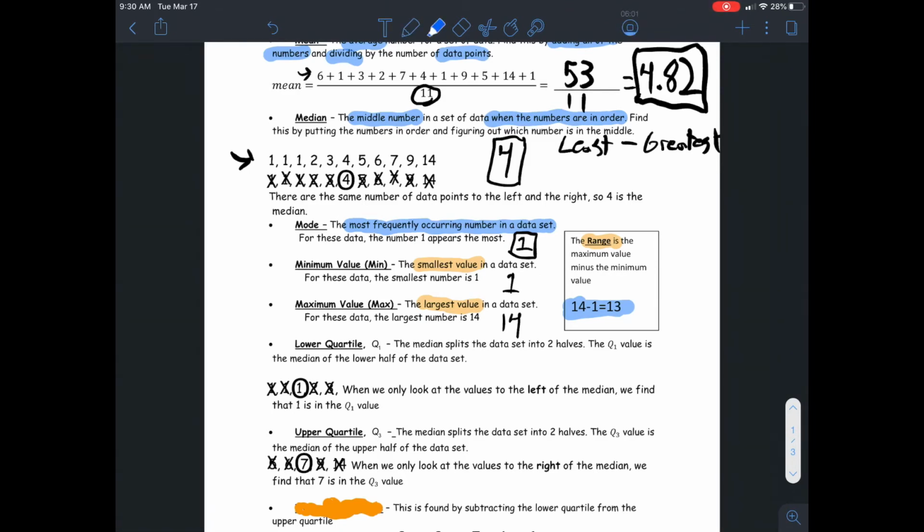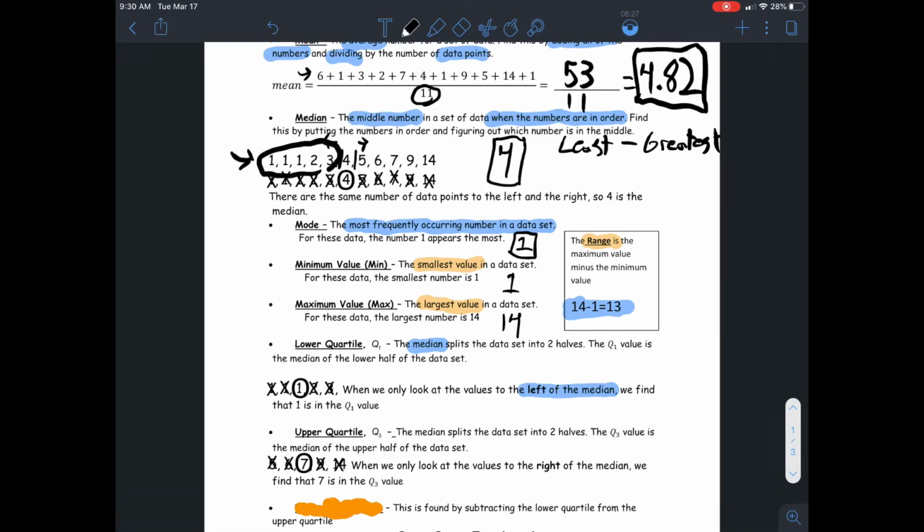So the lower quartile simply means that it's the median of the left half of the data. Okay? So we know that our median is 4. And so the left half of our data would be to the left of that median. The right half of our data, or the greater half of our data, would be to the right.